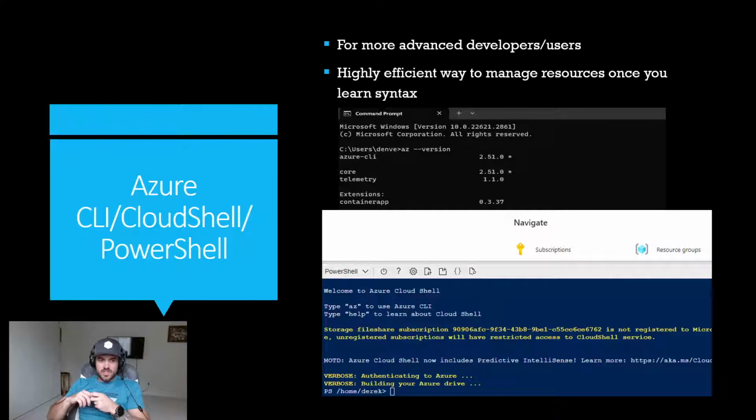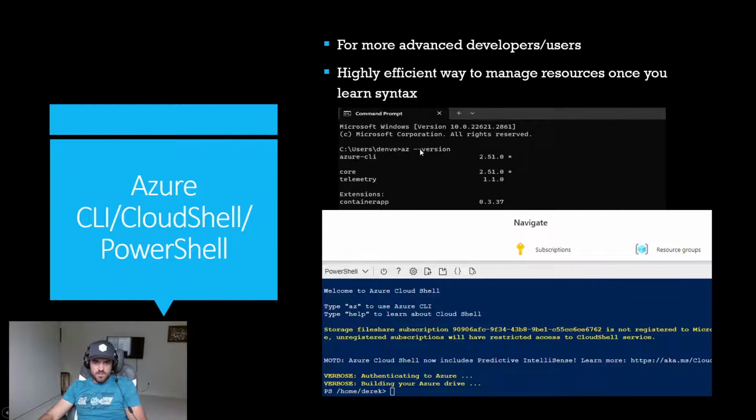So Azure CLI, Cloud Shell, PowerShell, they're all pretty similar, so we just grouped them in here. They're more advanced tools for developers and more technical end users. It's a highly efficient way to manage resources once you sort of figure out the syntax. So this is kind of what they look like. So this is a CLI. It's in a command prompt.